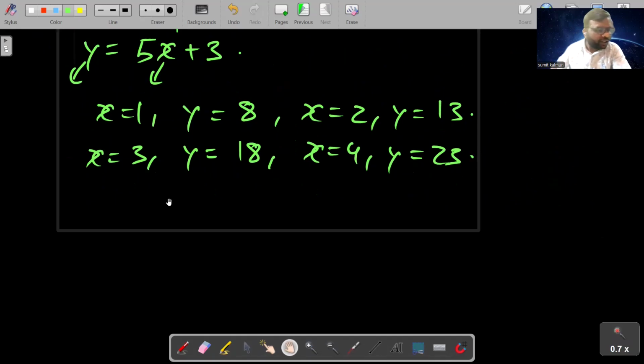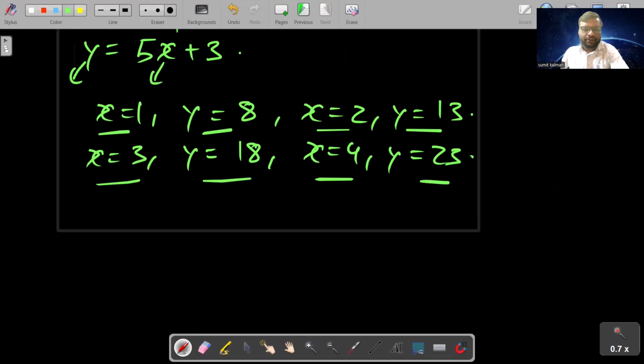So now, what does this signify? If we are changing the values of x, then y is also changing. For x is equal to 1, y is 8. For x is equal to 2, y is 13. Is this clear? And so on. Here we are changing x and y is also changing, and this change will depend upon the nature of function.